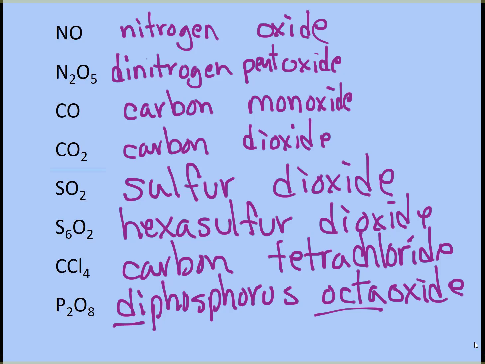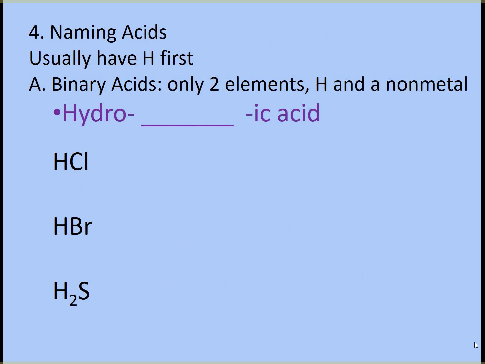So if there are no metals, you don't have to use oxidation numbers. Oxidation numbers are only for compounds that have metals. Let's talk about naming acids. So this first one is binary acids. That means there's only 2 elements.